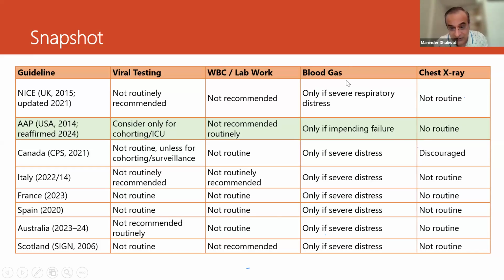Then blood gas: it is only done when the patient is in the ICU, not anywhere else. You don't need to do a blood gas if the patient is in the ward or in your OPD, but only if the patient is in the ICU and you think that the patient might go for ventilation, not even for HFNC. If you think my patient might go for ventilation, you'll do a blood gas.